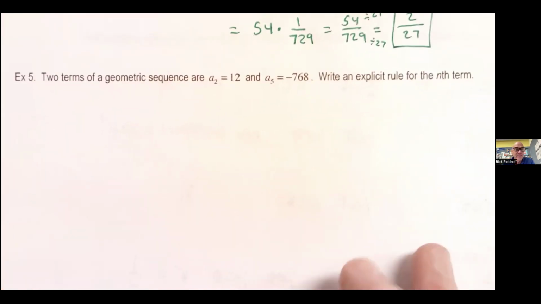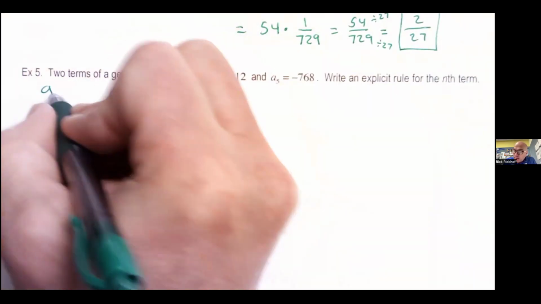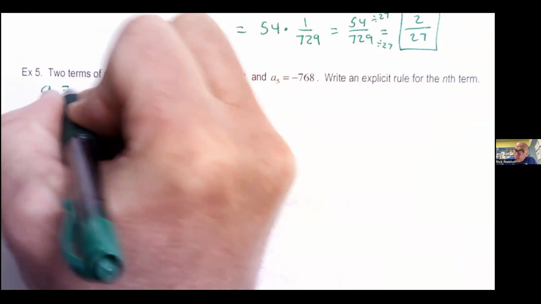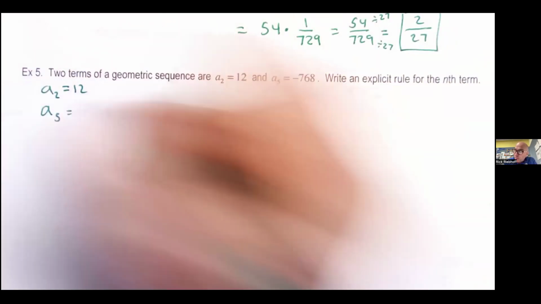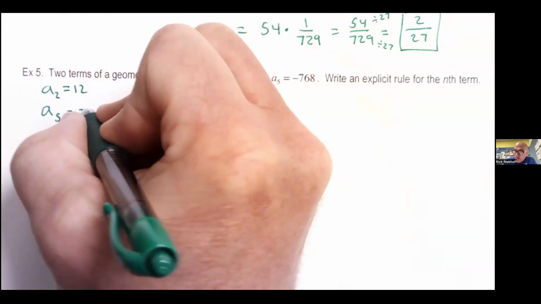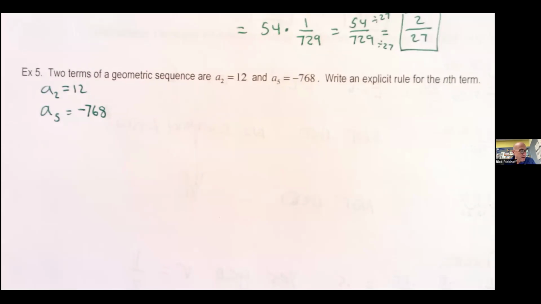Numbers are crazy. All right, two terms of a geometric sequence are A sub 2 equals 12 and A sub 5 equals negative 768. All right. Got a couple different ways that we can play with this.